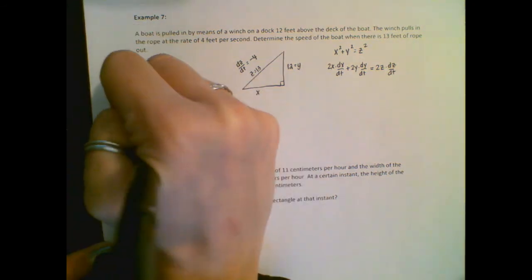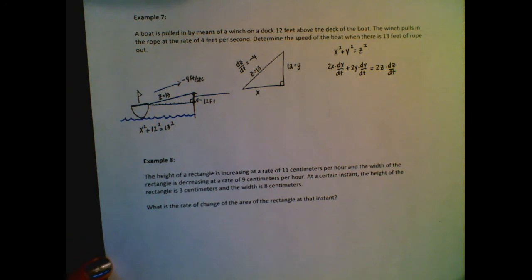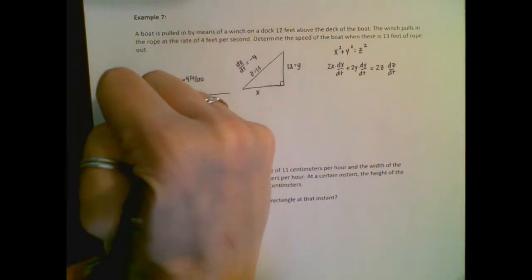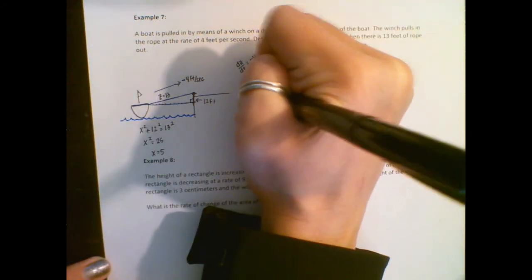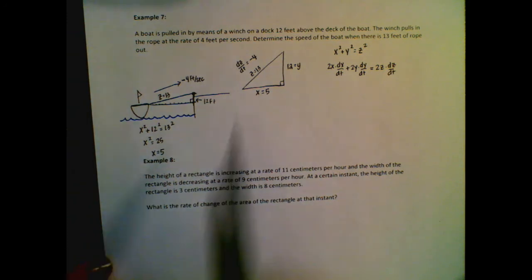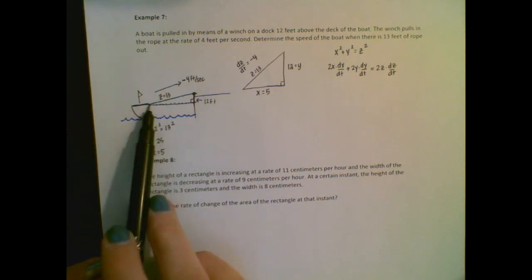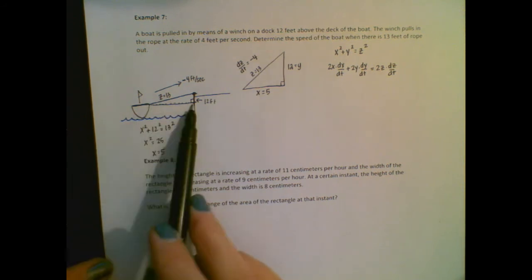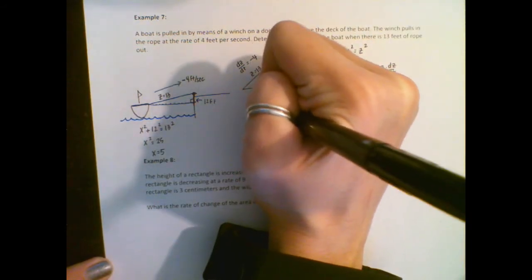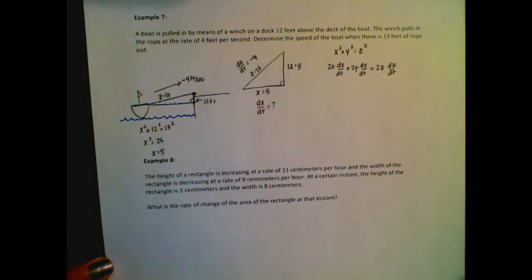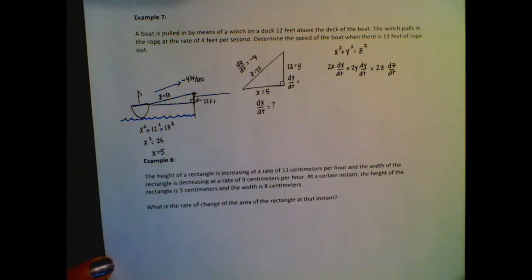So x squared plus 12 squared is going to be equal to 13 squared. So that's going to give me an x squared equal to 25. That's going to tell me that the x value down at the bottom here is 5. And I want to determine the speed of the boat. So if we're thinking about the boat moving in this way towards the dock, what I really want to know here is what is this rate of change along the bottom here. So I want to know what dx/dt is, because that's going to tell me what the speed of my boat is. So I need to figure out something about dy/dt. What is the change of y with respect to time?